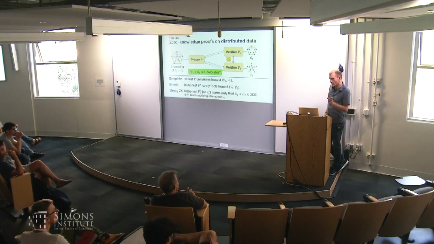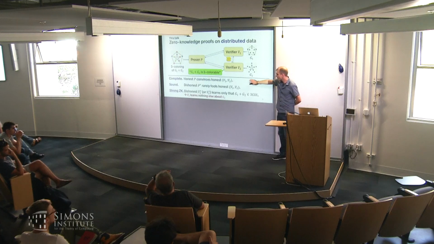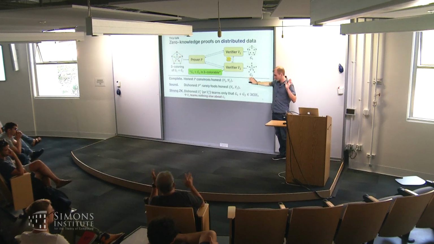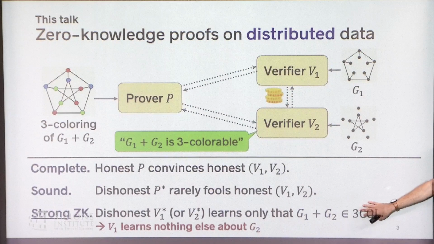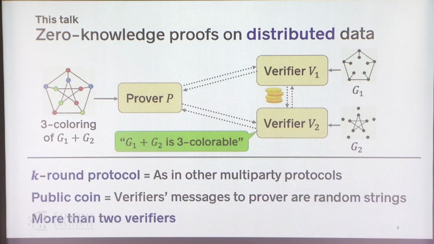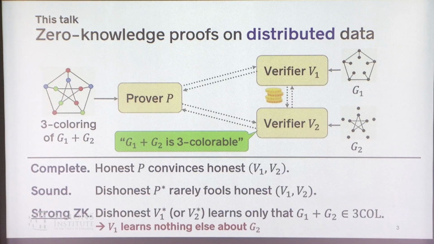So for different properties, I'm requiring different things to hold. If everybody's honest, then the verifiers accept. If the prover is cheating, then honest verifiers will reject a false proof. And here I'm saying that a cheating verifier doesn't learn anything about the graph that it's not supposed to learn. So this is a twist on the regular setting. There's no guarantee if the prover is cheating and one of the verifiers is cheating, for example. That's right. Actually, we do talk about that extension in the paper.